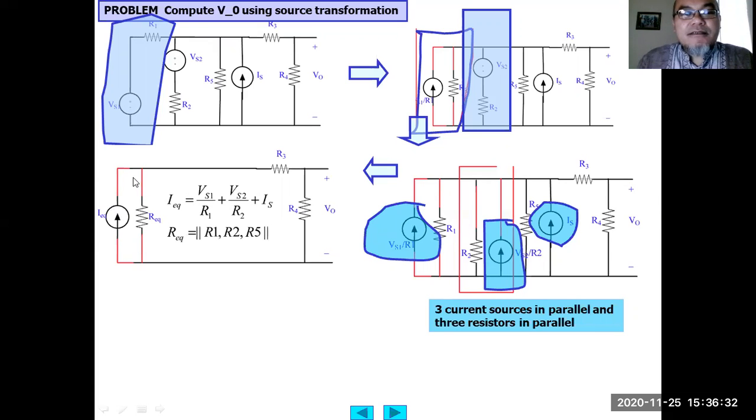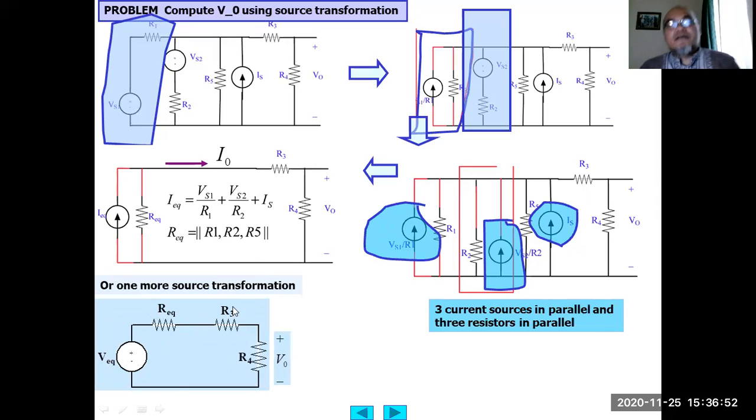So this one is I equivalent here equals the Vs1 divided by R1. Yeah, this is the value from this part there. And R equivalent here is the parallel of R1, R2, and R5. Okay. So this is I/O.